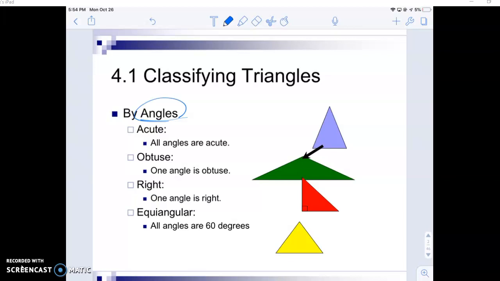We call a triangle either an acute triangle, like this, an obtuse triangle, or a right triangle. And maybe the one that you haven't heard a whole lot of is called an equiangular triangle. An acute triangle means all three of those angles are acute. An obtuse triangle means one of those angles is obtuse, like this. Right triangle, one of those angles is a right angle. And then equiangular, all angles are the same, like this. In order for them to all be the same, they will need to be 60 degrees.